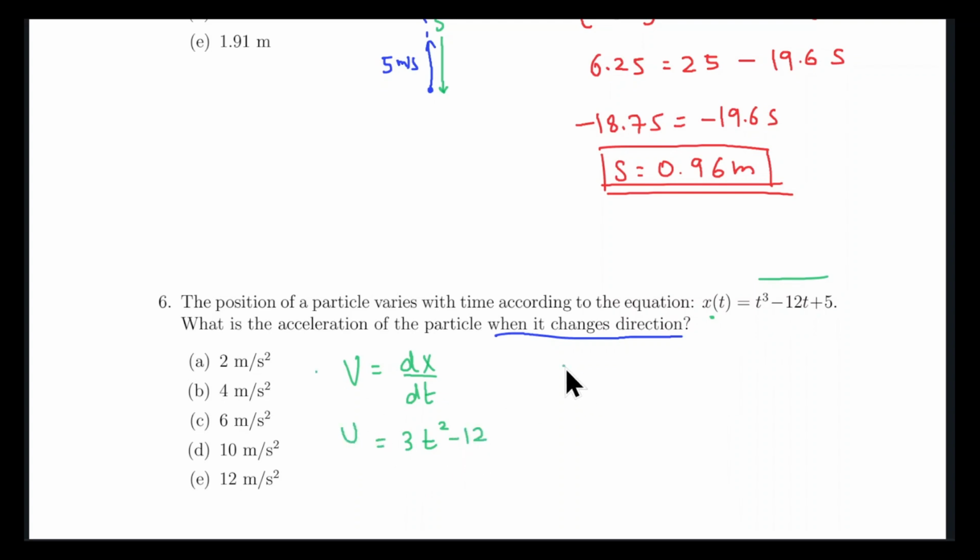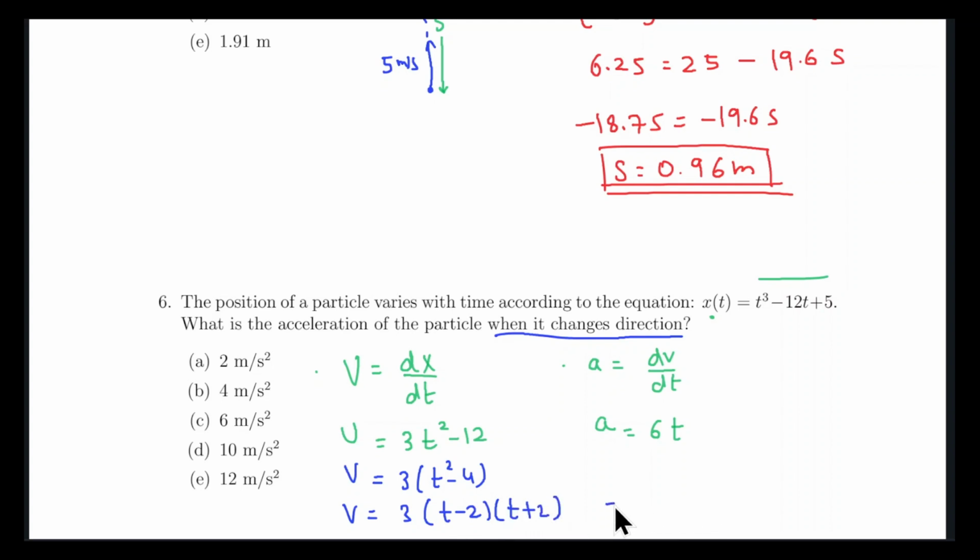And acceleration, guys, is dv over dt, right? Take another derivative of this guy. So it will be 6t. But they need the acceleration at the time when it changes the direction. And when does the velocity change direction? When obviously it changes its sign, right? So this is the velocity. I'm going to factor the 3 out. So it will be t square minus 4. And t square minus 4 can be written as t minus 2 times t plus 2.